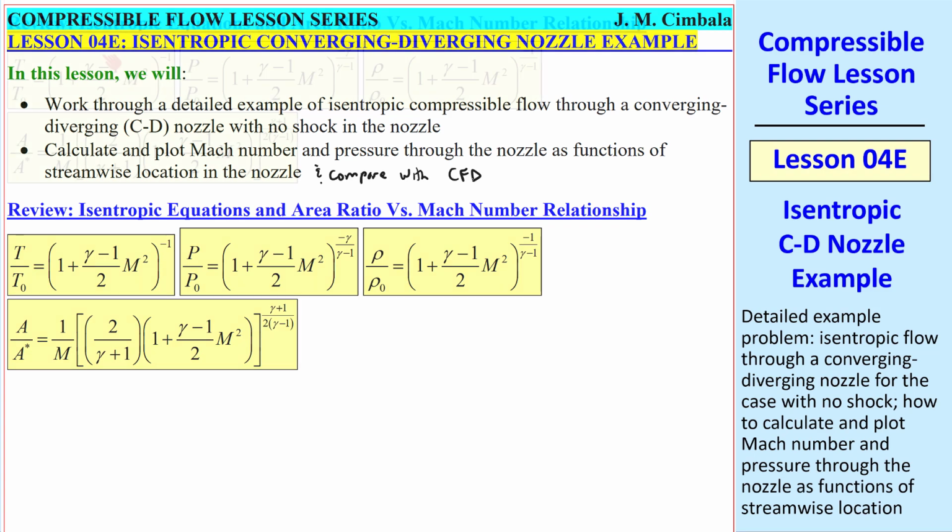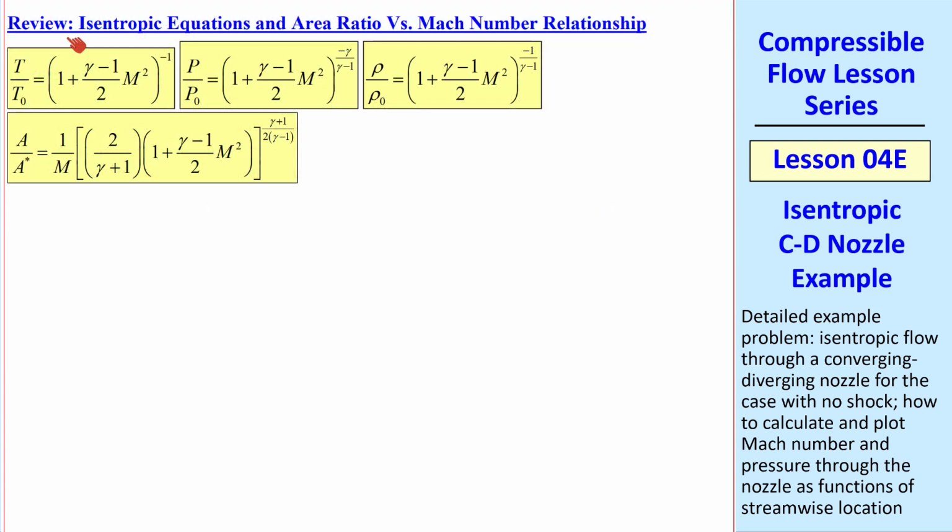by CFD. I start with a review of the isentropic equations for temperature, pressure, density, and the area ratio versus Mach number relationship. These are all restricted to ideal gases, of course. This area ratio relationship, as you should recall, has two roots, a subsonic root and a supersonic root.